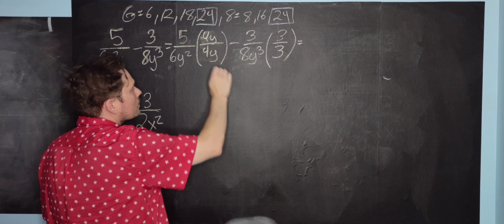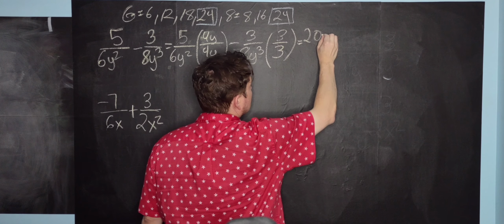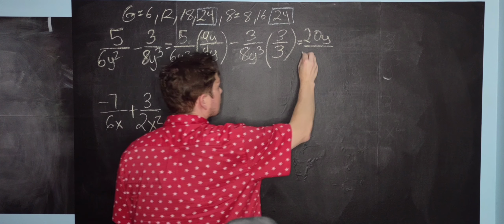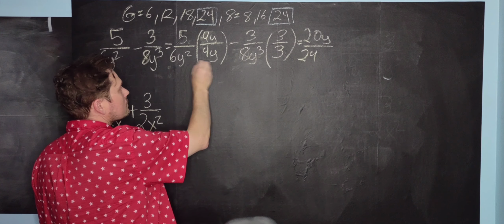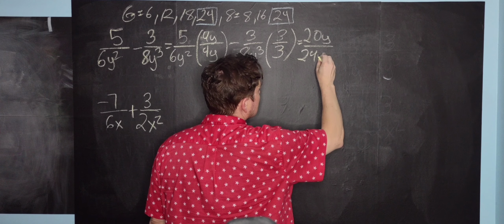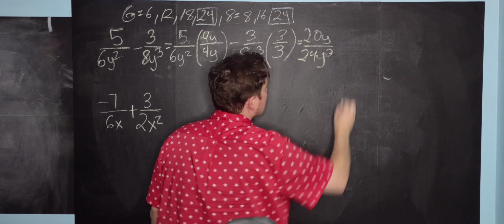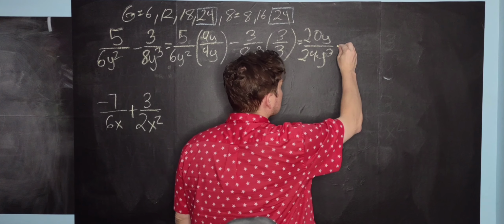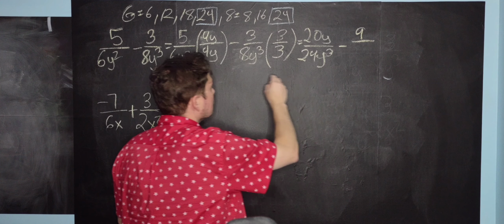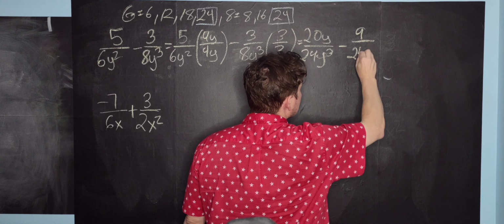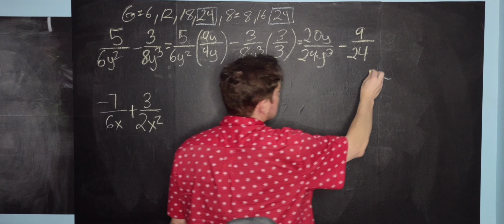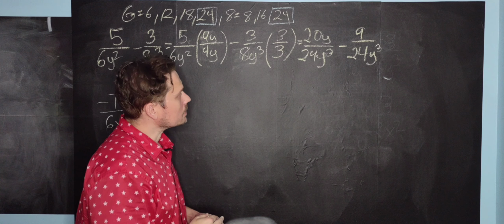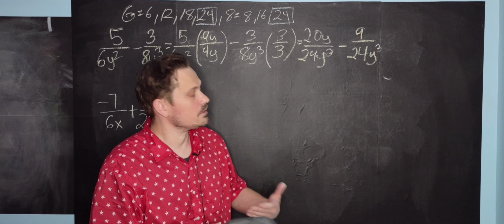So 5 times 4y is going to give you 20y over, and then the bottom is going to be 6 times 4, which is 24, and then y squared times y, which is y cubed. And then for the other one, it's going to be 3 times 3, which is 9. And 8 times 3 is 24. And you already have a y cubed, so you just copy the y cubed like this. Okay? So you have 20y over 24y cubed minus 9 over 24y cubed.